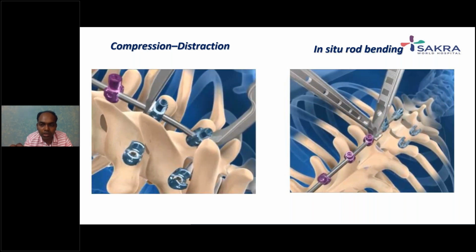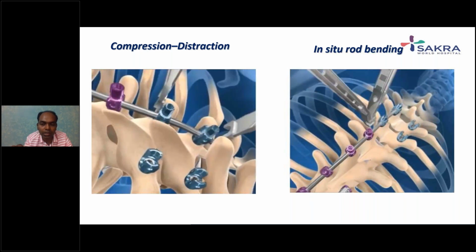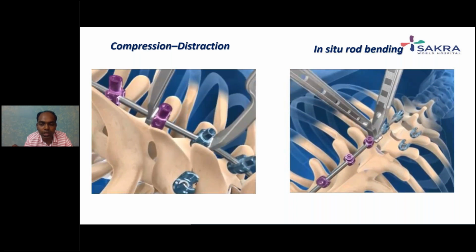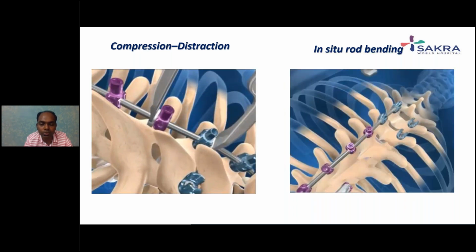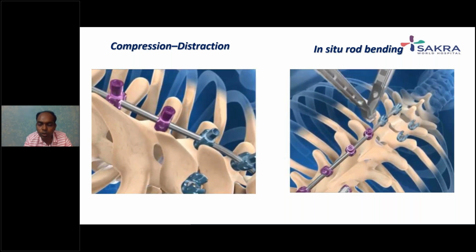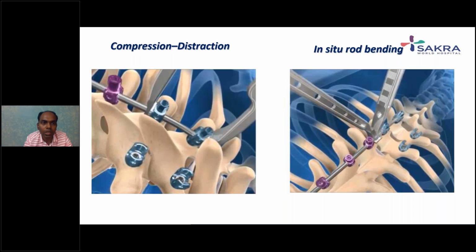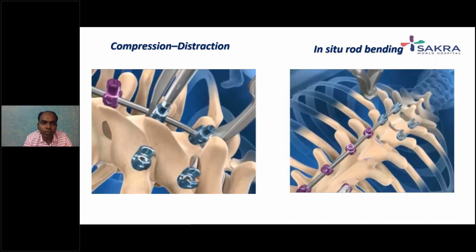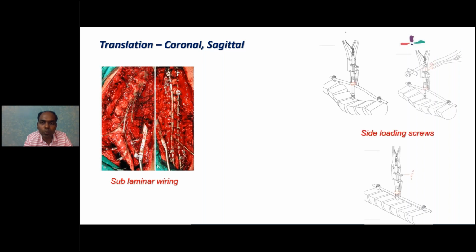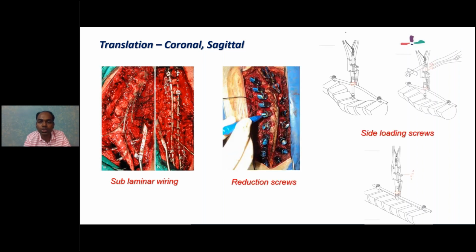In situ rod bending is used very rarely in cases of adolescent scoliosis, where we can achieve finer corrections of deformity, but it's predominantly used in cases of rigid deformities like adult scoliosis. The other maneuvers that can be used are translatory techniques, which are more used in case of side loading screws. Here, the spine, which is in deformity, is getting translated towards a normal contoured rod.